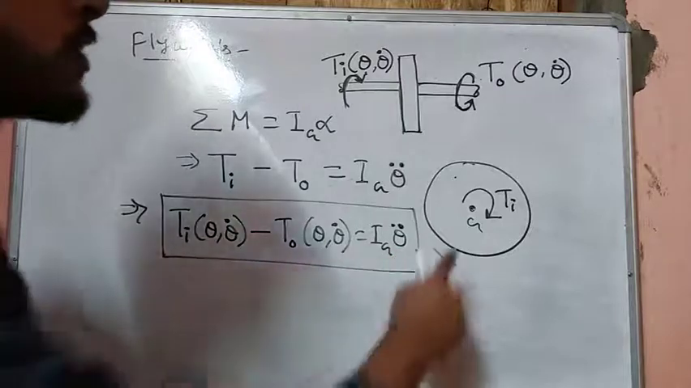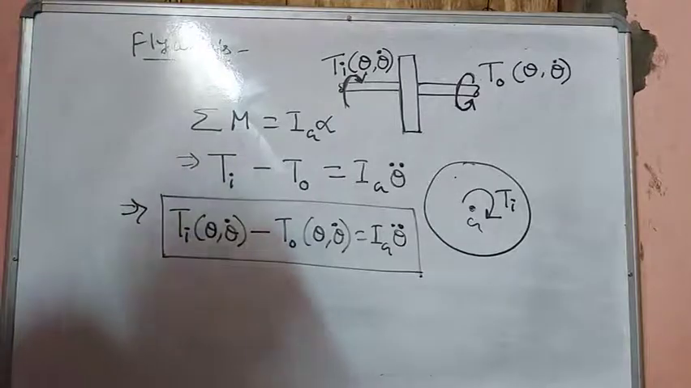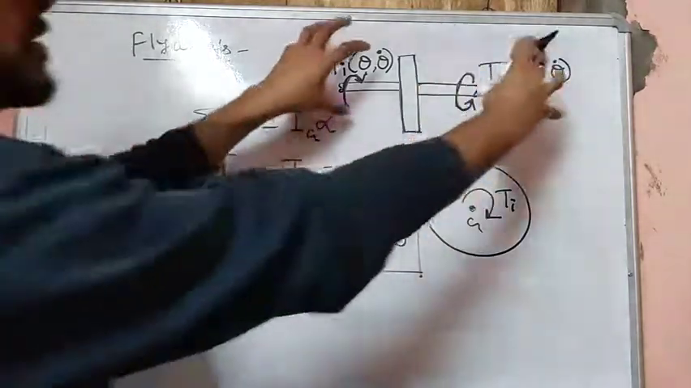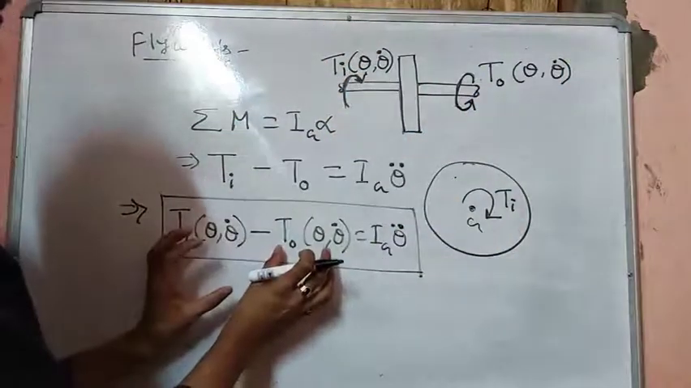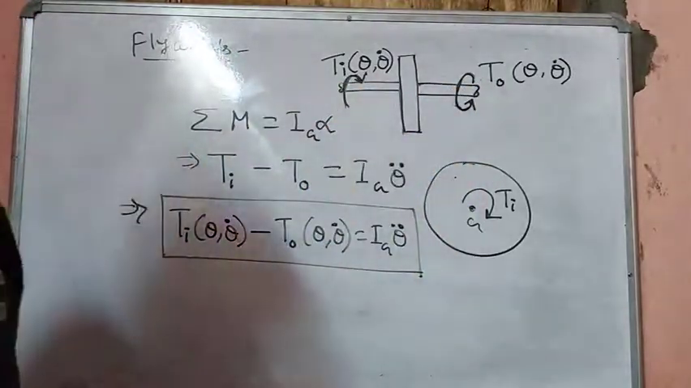From this we can find out the angular velocity of the flywheel and angular acceleration of the flywheel at any instant of time, right? By putting these two equations over here, if they are known, we can solve the differential equation.